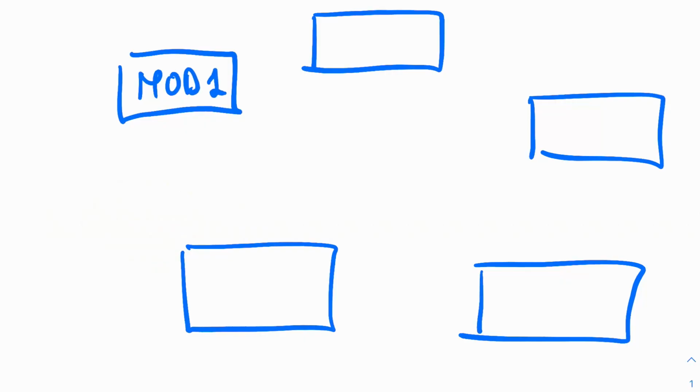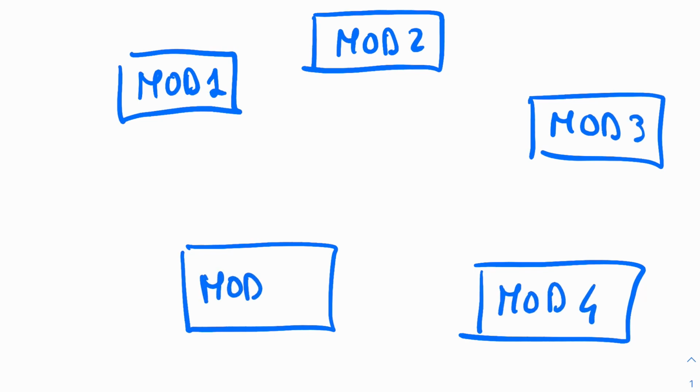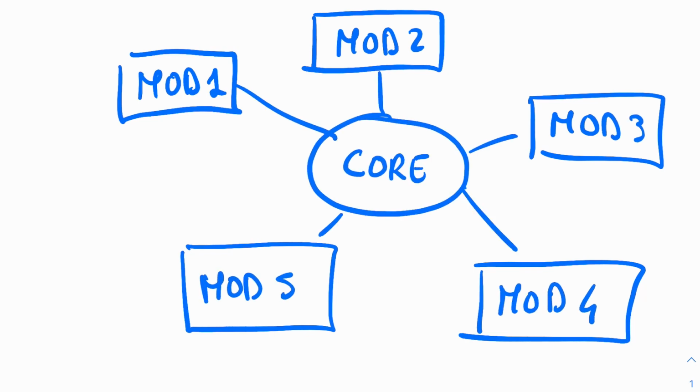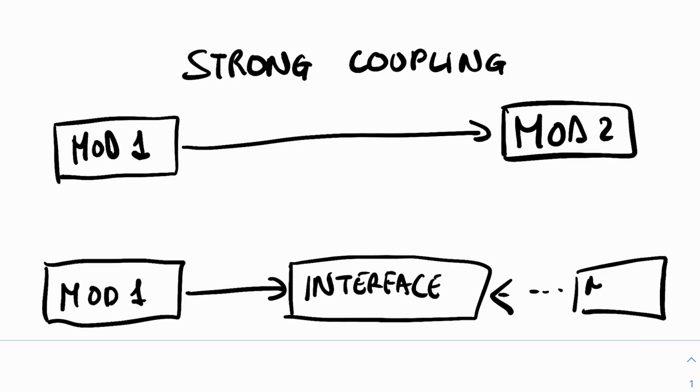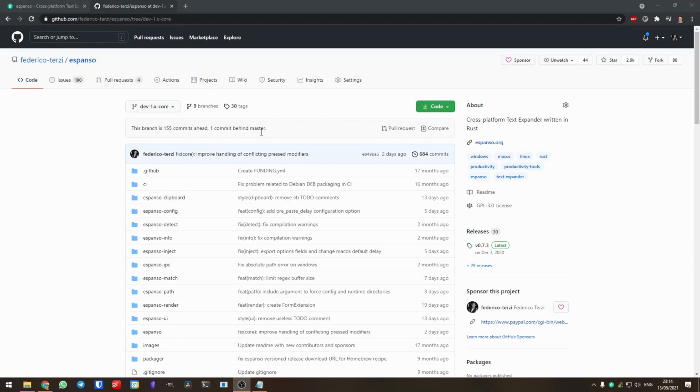So following some of those principles, which by the way I will try to cover in another video in the future, I designed the new Espanso to be very modular and with a very loose coupling between components. So the new project is basically set up as a bunch of modules, each one serving a specific purpose, and then one core module that basically glues them all together.